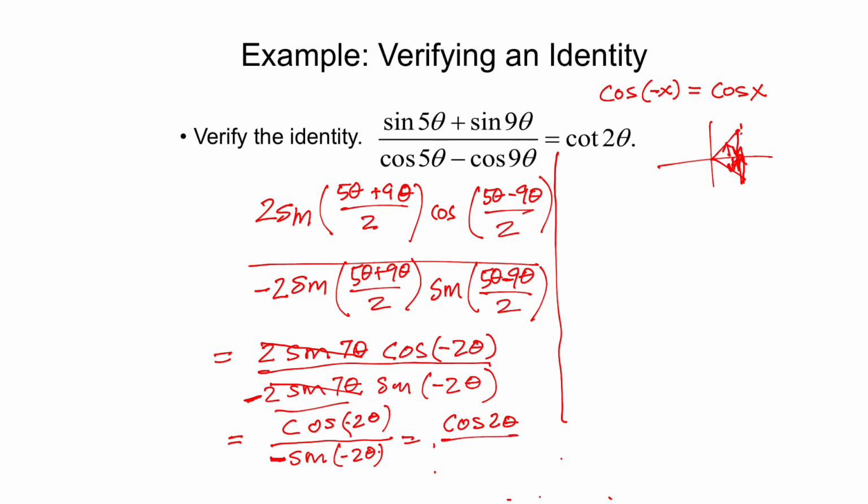The bottom, the negatives kind of cancel out. We take the negative of the negative sine, and the negative of a negative is positive. So we just have sine of 2 theta. And cosine over sine is cotangent. So this just gives me the cotangent of 2 theta, which is what I was after with this identity.